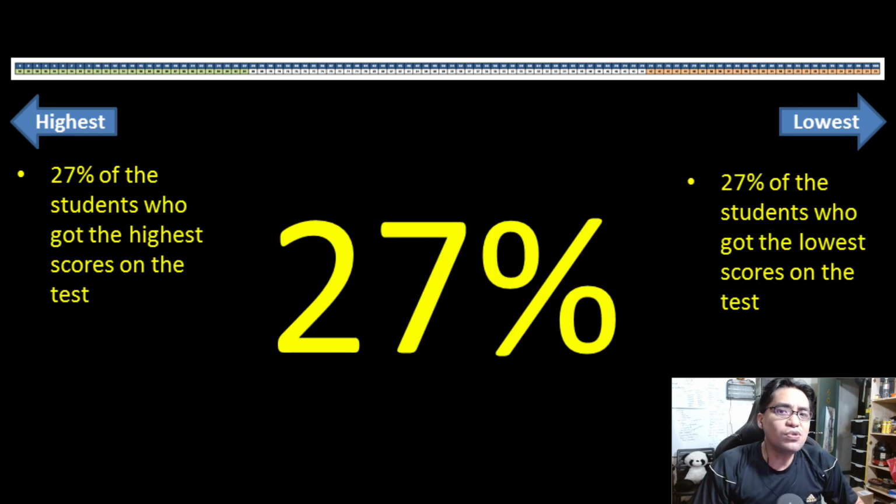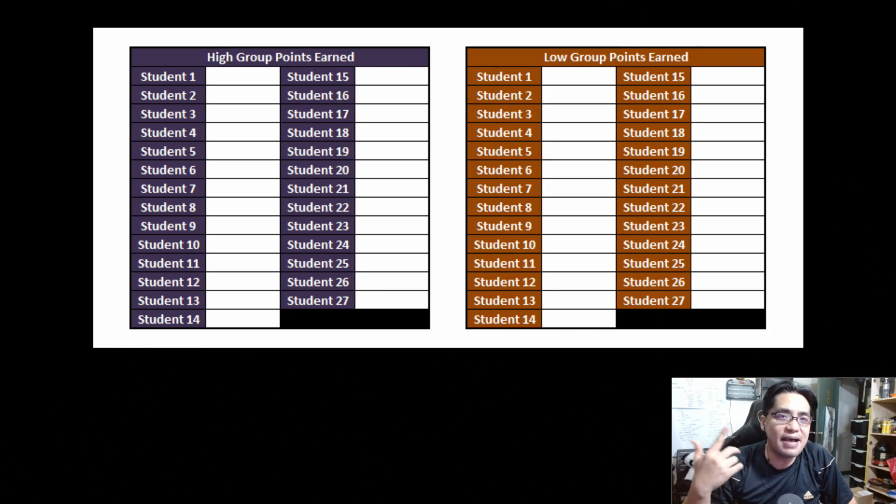Okay, how many students should be in the high group and how many students should be in the low group? The standard practice is 27% of the total number of students who took the test. The high group shall be the highest scoring 27% and the low group shall be the lowest scoring 27%. Also, please make sure that both groups have an equal number of students. Consider the example on the screen right now. Let's say that we have 100 students who took our test. 27% of 100 is, of course, 27. So we have 27 students in the high group and 27 students in the low group.